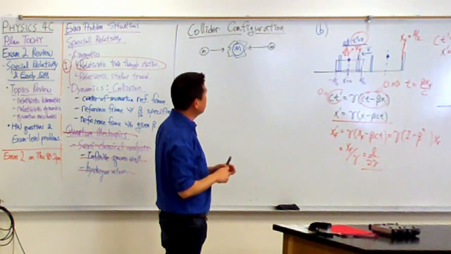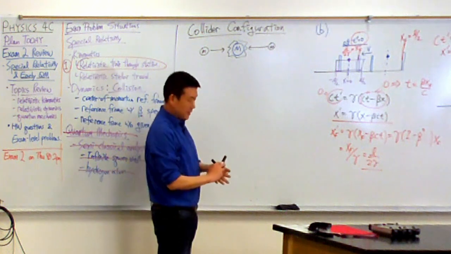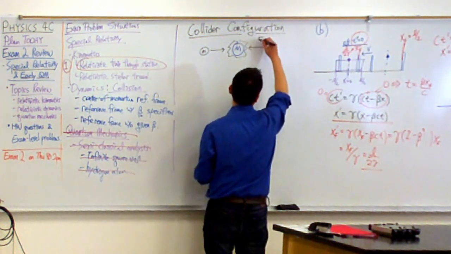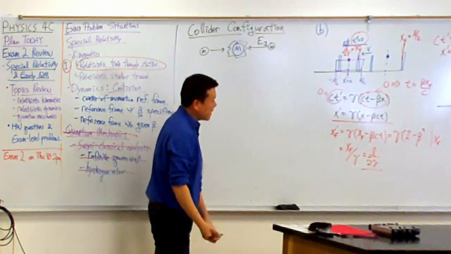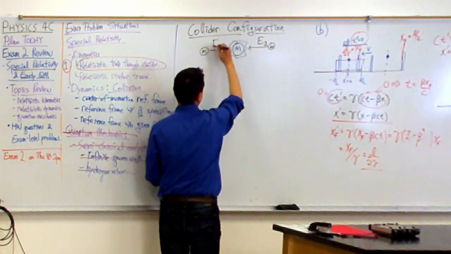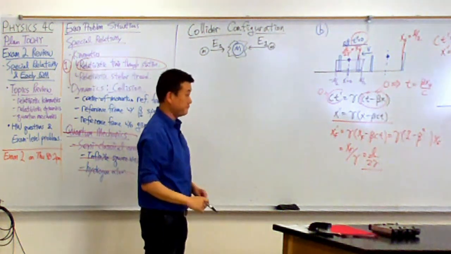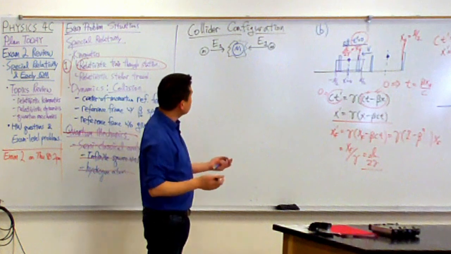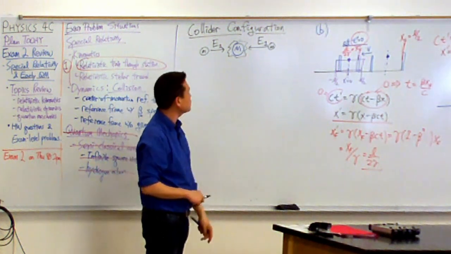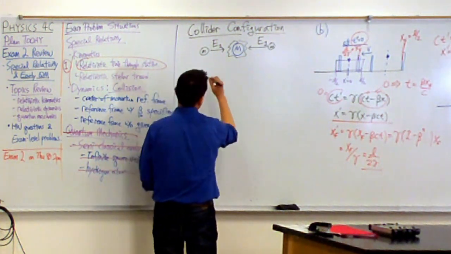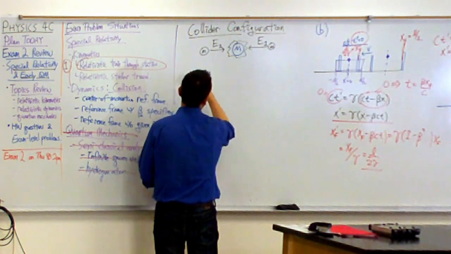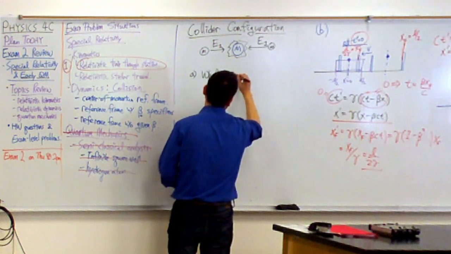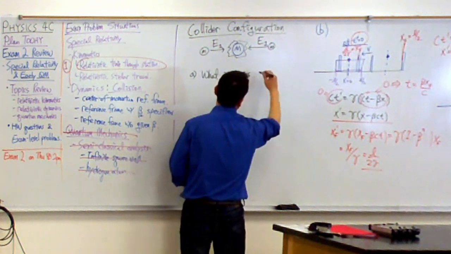You are given the energy of the beam. Let's say the particles in this beam have energy E1, and the particle in the other beam has the same energy, E1. Good? This is part B of that example 2. The question, let me renumber here, A: what is the mass of the single particle, big M?